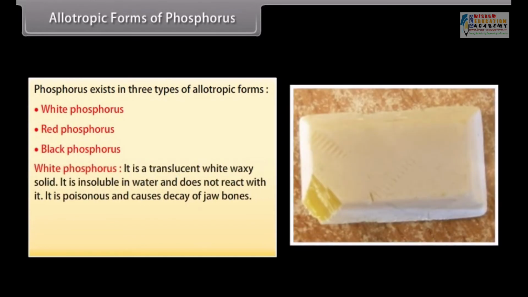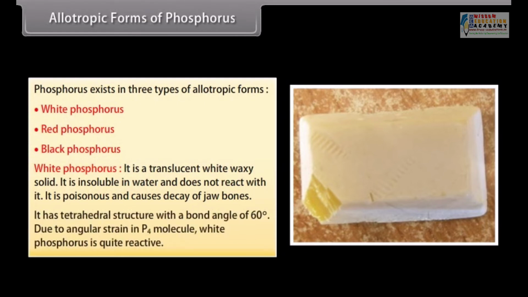White phosphorus. It is a translucent white waxy solid. It is insoluble in water and does not react with it. It is poisonous and causes decay of jaw bones. It has a tetrahedral structure with a bond angle of 60 degrees. Due to angular strain in the P4 molecule, white phosphorus is quite reactive.